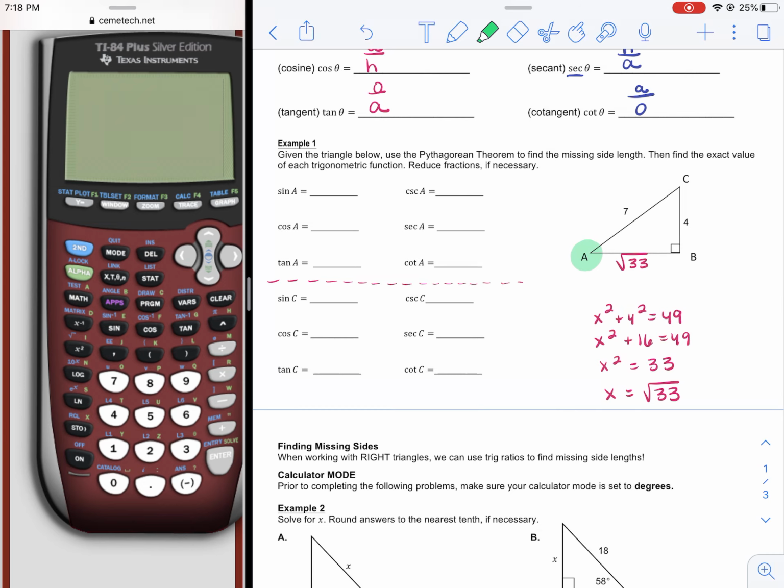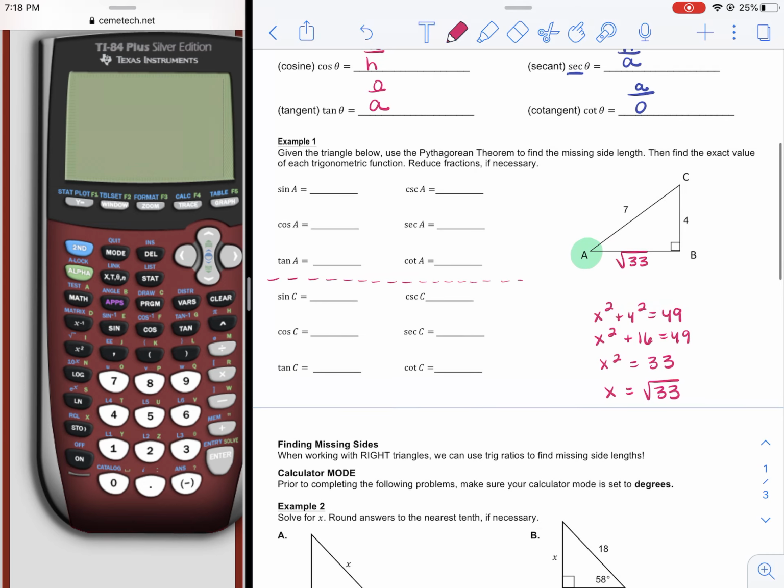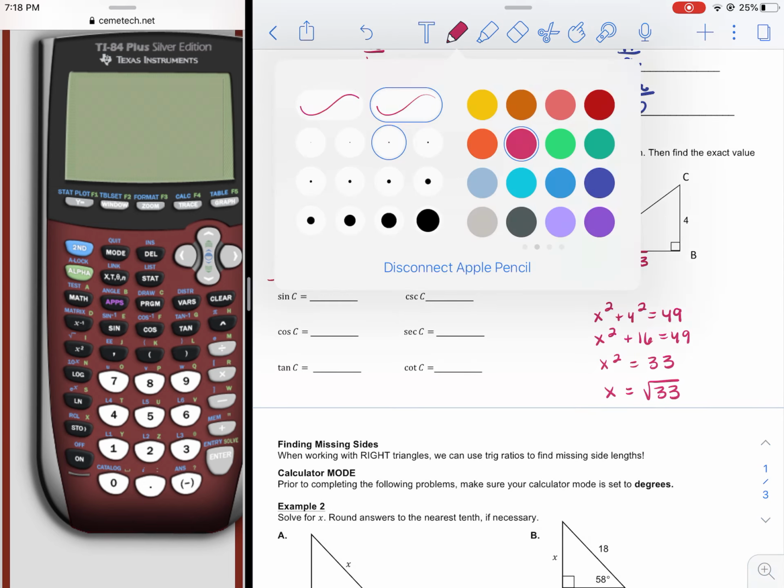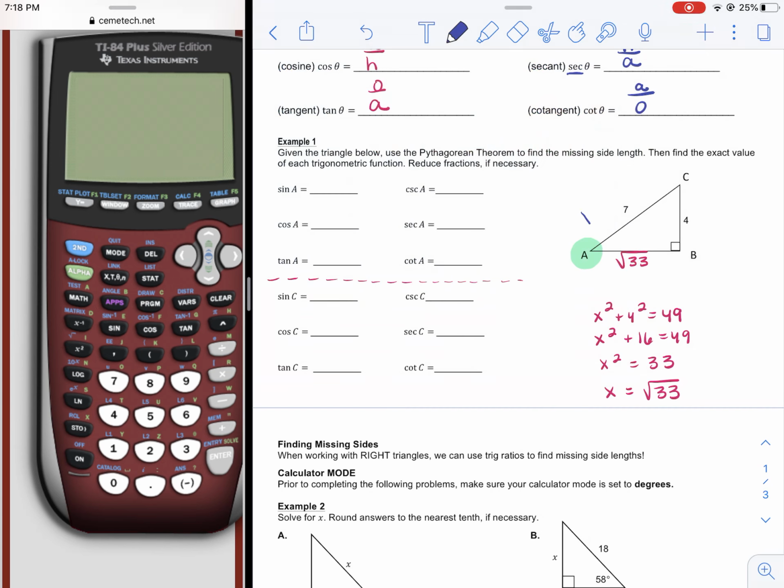So if angle A is my reference angle, the hypotenuse never changes, remember. The hypotenuse is the side opposite the right angle. It's the longest side. So for this triangle, the hypotenuse is 7. If my reference angle is angle A, then my opposite side is where the 4 is, and my adjacent side is where the 33 is, square root of 33.